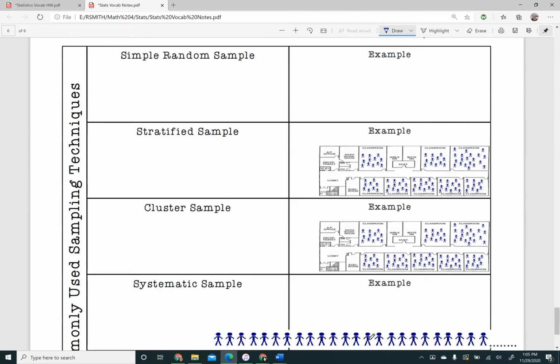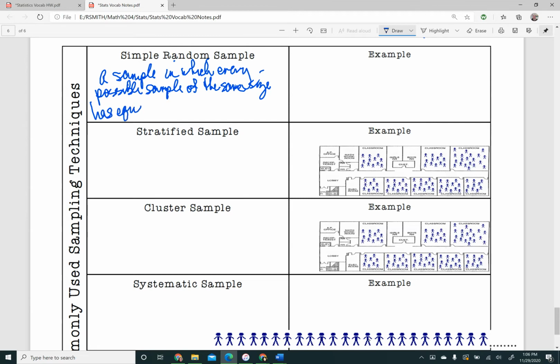It's a sample in which every possible sample of the same size has the same chance of being selected.